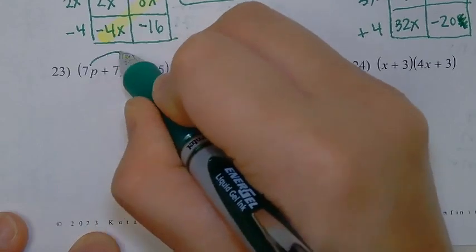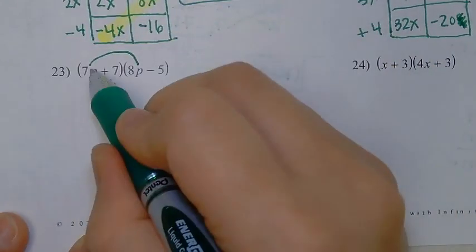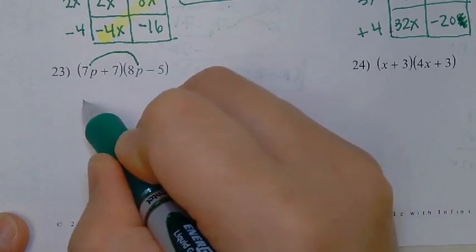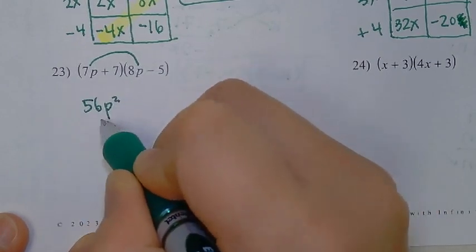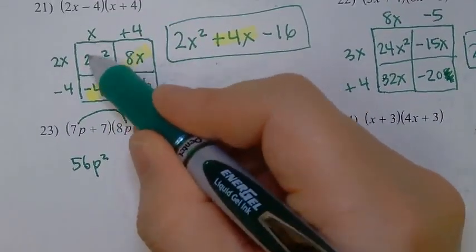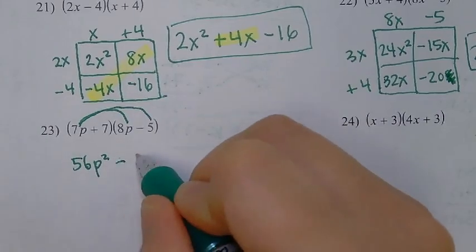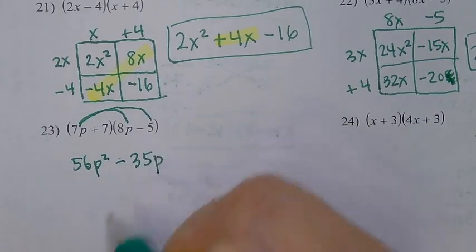All right, 7p times 8p. If you don't want to do a box method or the area model way, then we can do it this way. 7p times 8p is going to be 56p squared. Just like how we would do here. That's how we got this box right here. Then 7p times negative 5 is going to be negative 35p.